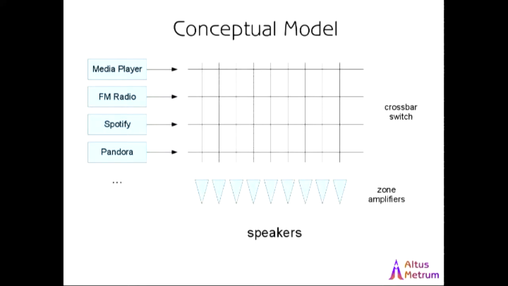And then the conceptual model that we were after was something like this: some set of audio sources, something like a big crossbar switch in the sky that you could control, so that you pick which zones were attached to which source at any given time, and a bunch of amplifiers, one per zone, driving stereo speaker sets installed in the various rooms. This is what we were thinking and what we were trying to shoot for. But this is the original plan.